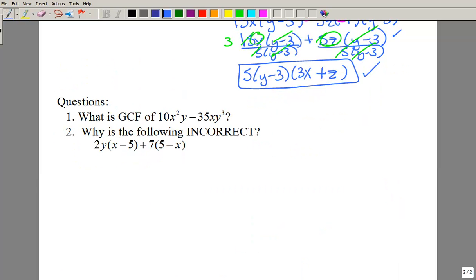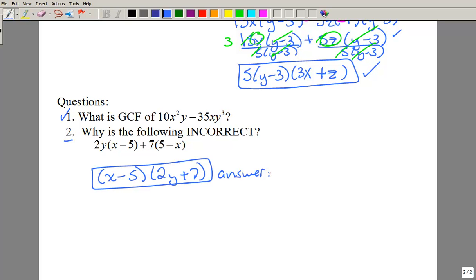In preparation for the next class, you should be able to find the greatest common factor of that expression. And then I'm going to work this second problem, and you're going to tell me why I'm wrong. I'm not going to talk, I'm just going to work. You be the teacher, you tell me what I've done incorrectly.